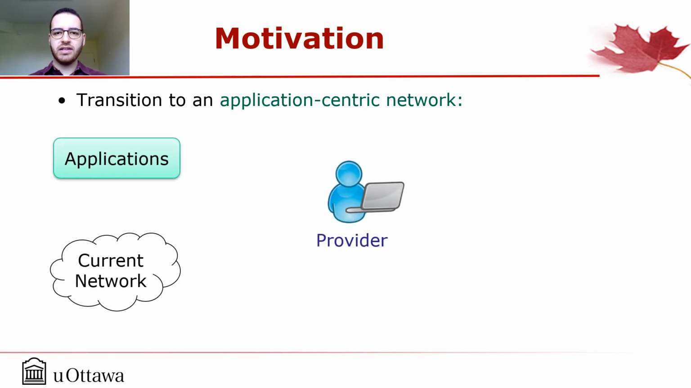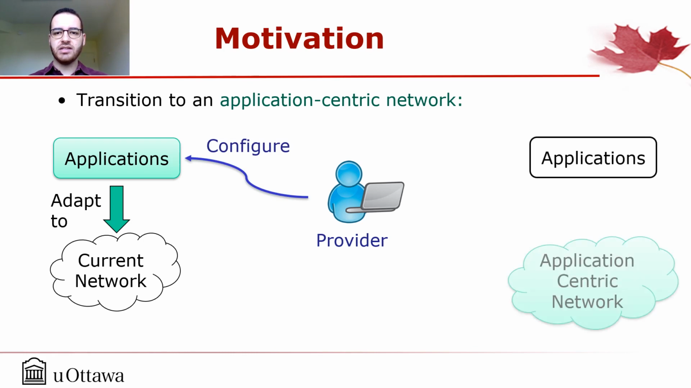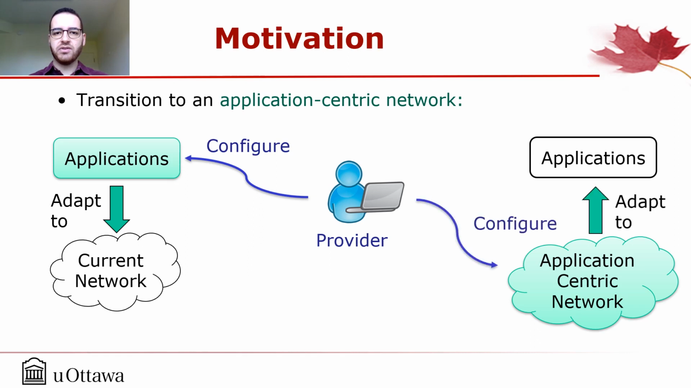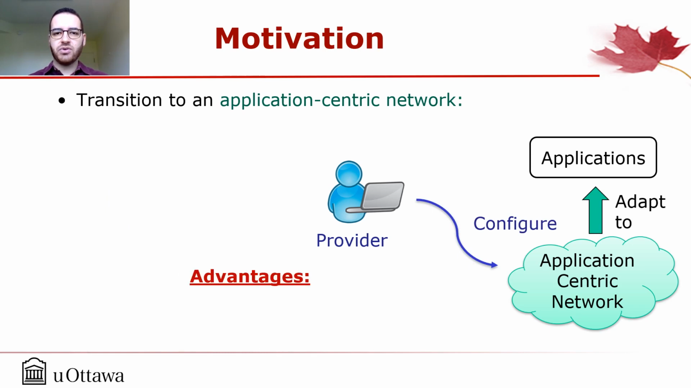Current networks like the internet usually only offer a single delivery service to the applications. As a result, providers have to configure the applications to adapt to the network. On the other hand, an application-centric network would be able to adapt to the specific requirements of the applications by allowing the specification of custom forwarding services. The providers would then configure the network to adapt to the application needs. The advantages of this approach are as follows.